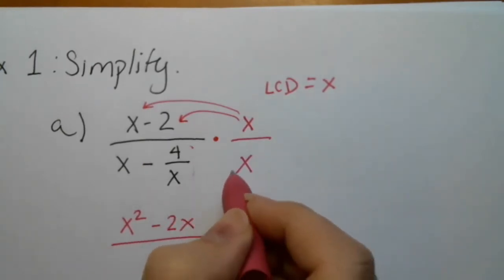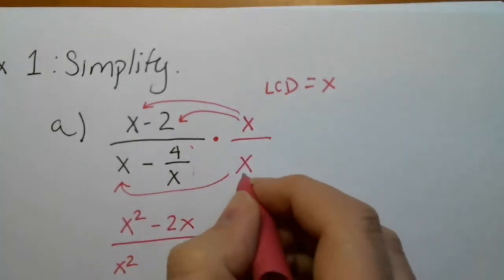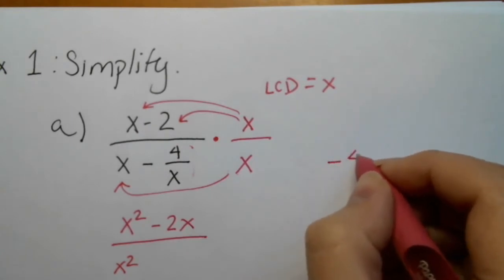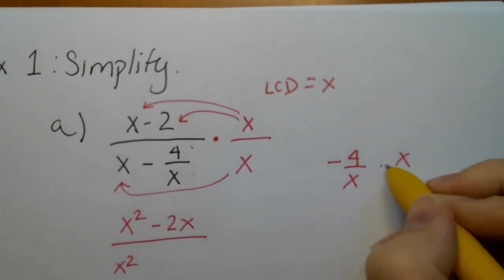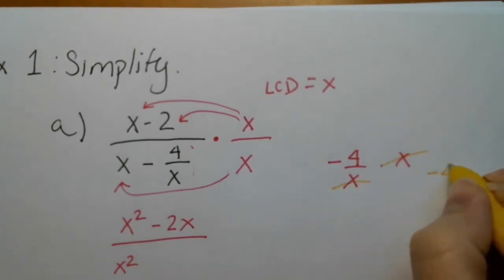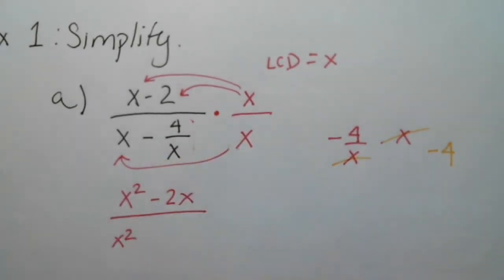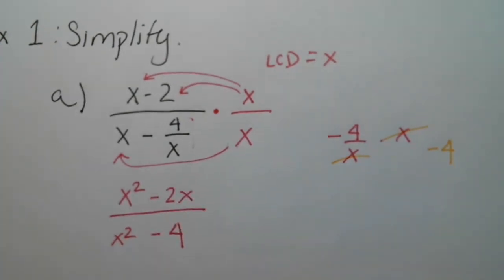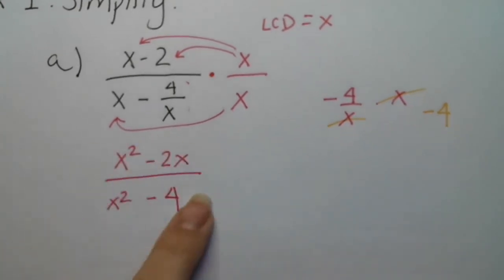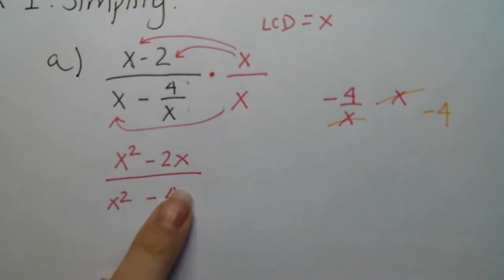Okay, then I'm distributing here, right? X times x is x squared, right? And then we're thinking about -4 over x times x, right? Now these are going to cancel and just leave me with -4. And that's the point of using the LCD here, is that you're canceling these denominators. Okay, so when these cancel, I get -4. Okay, so you can see after that step that I really don't have any compound fraction anymore. I just have a normal rational expression.